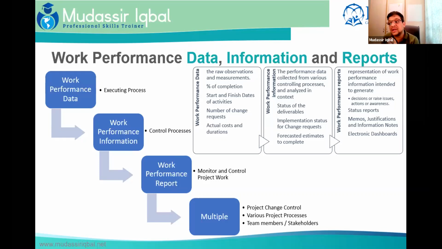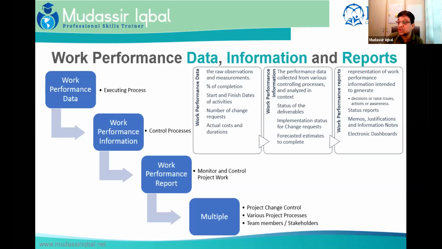So monitoring and controlling project work will distribute the report so that the stakeholders and sponsors can take a right decision and educated guess. And then obviously, once you have the report available, it will be shared to multiple resources through the project control processes and team members. Work performance data is the raw data. Work performance information is the status of the deliverables, implementation status, changes, and forecasts, because I am 10% behind. So what is the forecast, what could happen, whether I need to be worried about, or is it within an acceptable range?